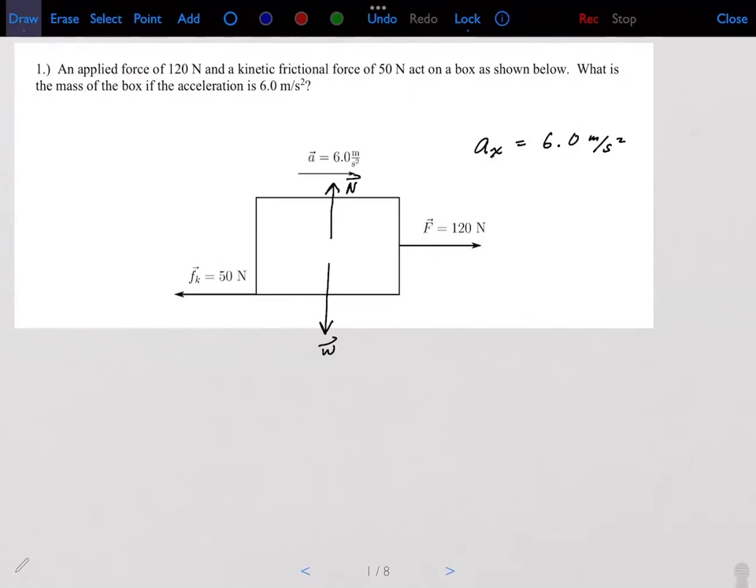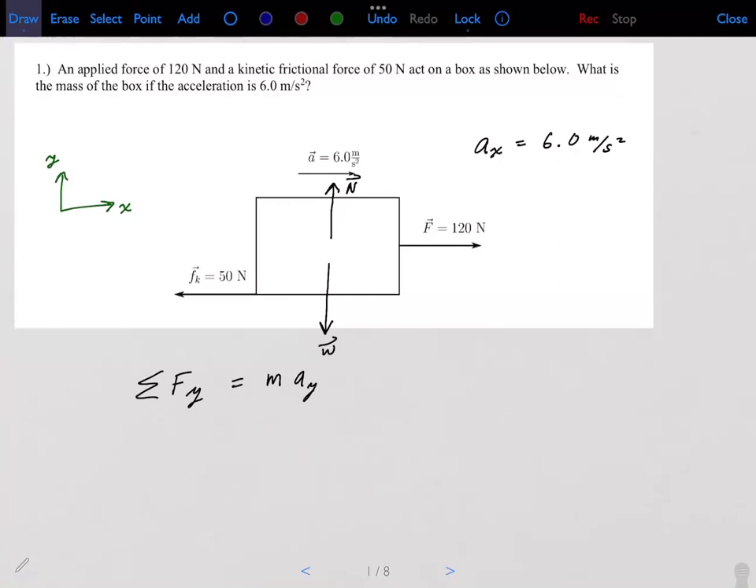I'm going to apply Newton's second law to the y direction. Now, first of all, I need a coordinate system, right? Because I know the box is moving to the right, I'm going to say that that is the x direction, and then y will be vertically upward, right? So that's my coordinate system. So if you think about this, if I want to look at the sum of the forces acting in the y direction, that's got to equal the mass of the box times the acceleration in the y direction.